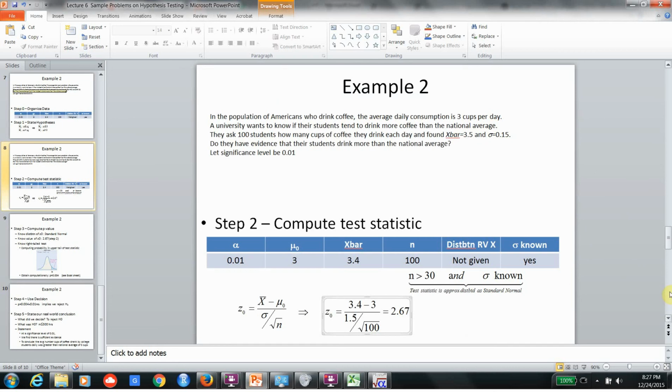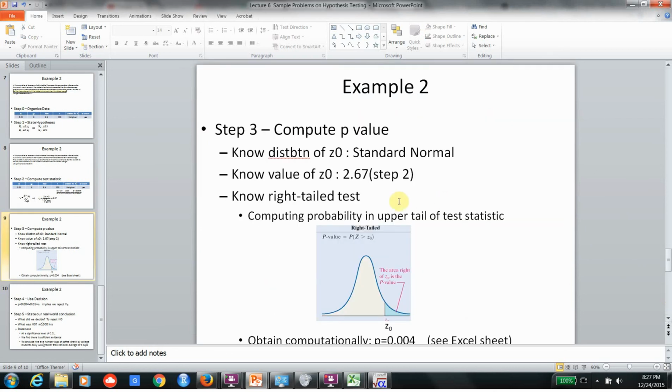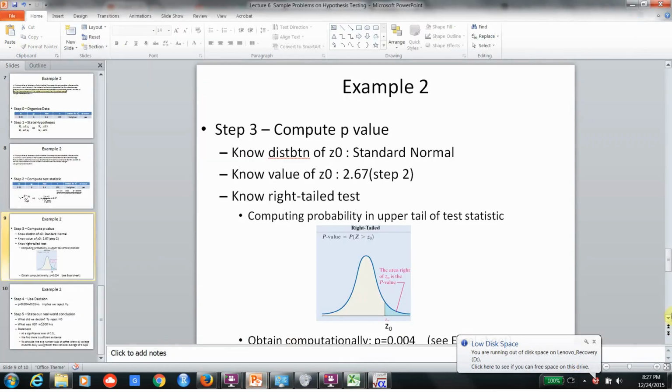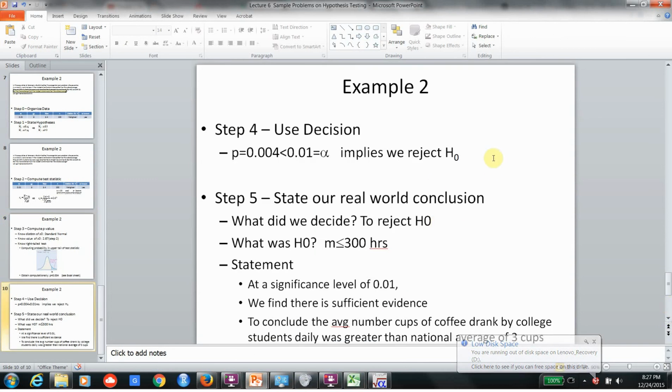So we go ahead now and compute the p-value, which is what we've done here. We found it's 0.004. We put 0.15 in, and put all the other information in. It's a very small p-value, so we automatically know that p is going to be less than alpha. So we're going to reject H naught.